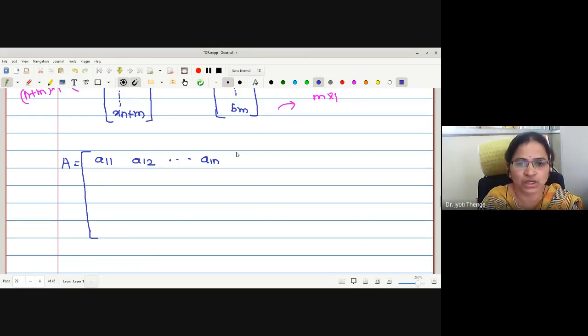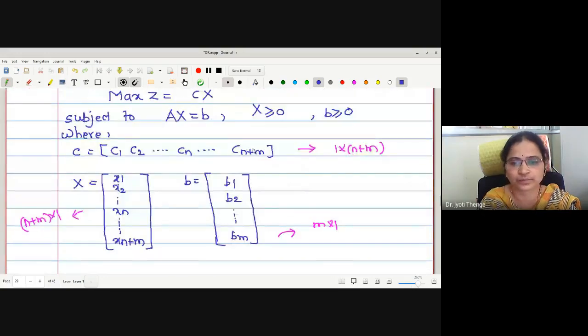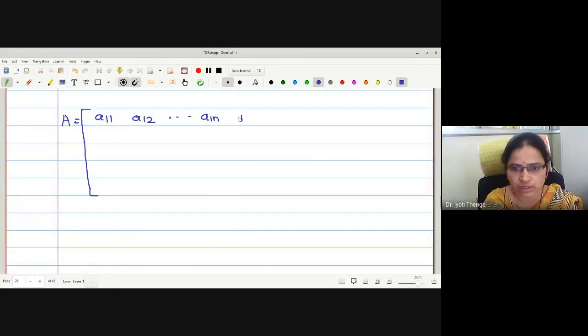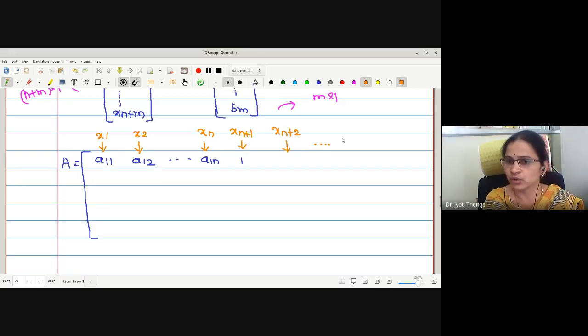Next, what is the n plus 1th one? Coefficient of xn plus 1 is 1. Correct, no? Actually, in A, we are writing the coefficients of the variables. In the first column, we are writing coefficients of x1. In the second column, coefficients of x2. In the nth, coefficients of xn. Next are the coefficients of xn plus 1, xn plus 2, and so on. In the last column, this will be the coefficient of our last added variable xn plus m. I hope it is clear to everyone.